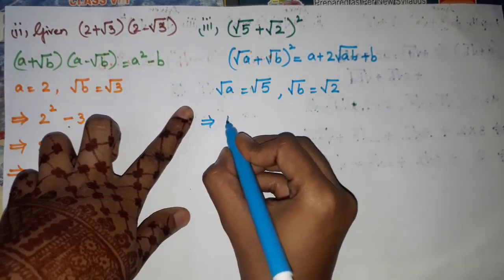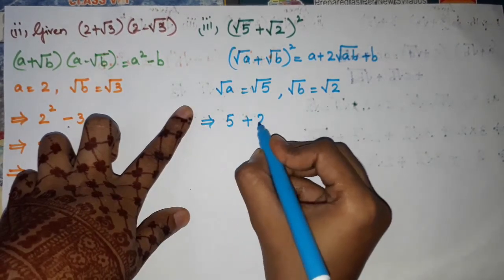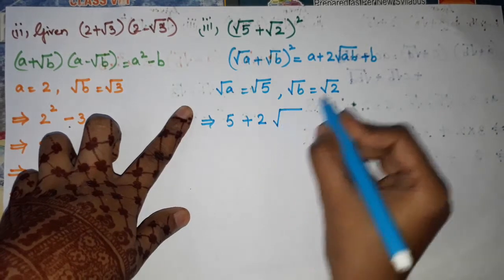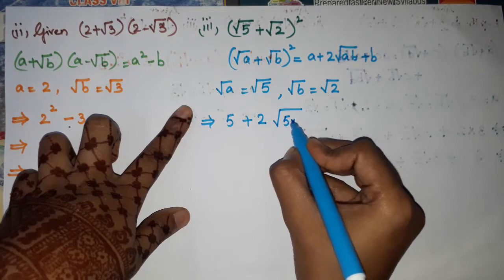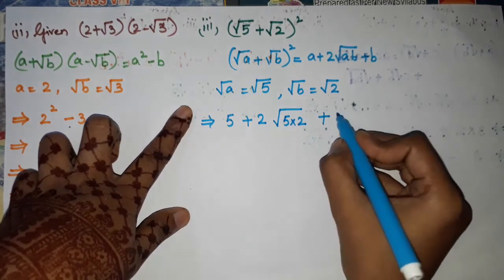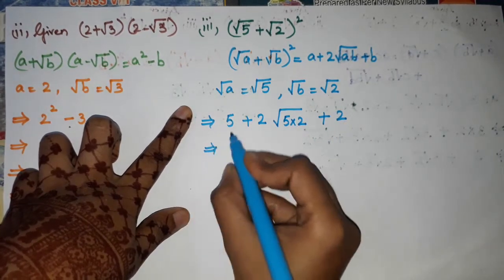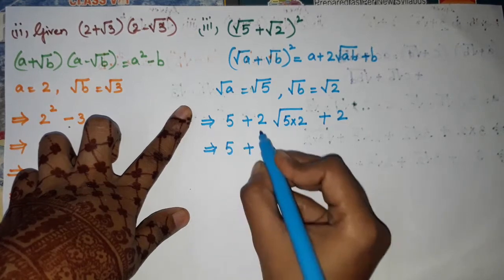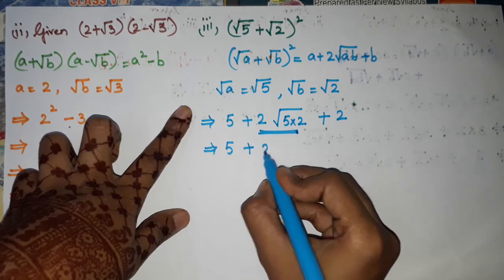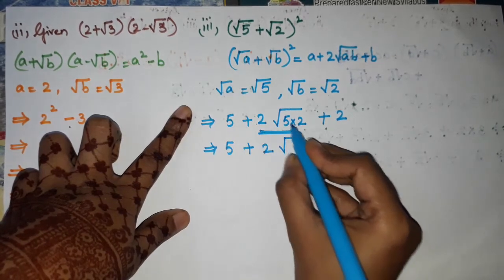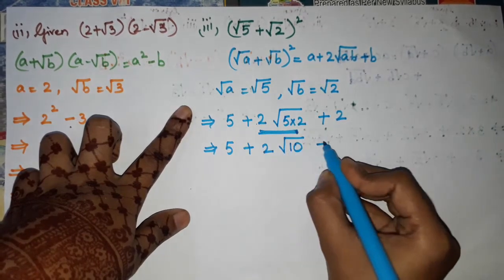a is nothing but 5, plus 2 as it is, root ab. a is nothing but 5 and b is nothing but 2, so 5 into 2, plus b, which is 2. We should not add this 2, because this is a different term. So 2 root, 5 twos are 10, plus 2.